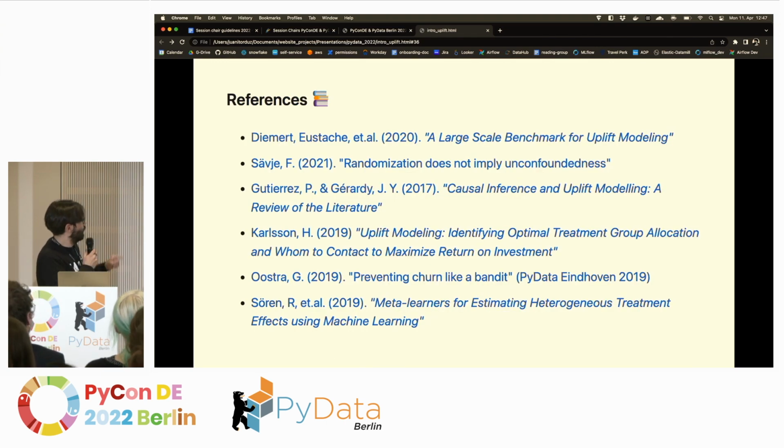Here are the references. I collected just the ones which were very useful for me. That doesn't mean it's exhaustive. I would still like to recommend the one by Gutierrez and Gerardi, which is about this kind of review. There's some specifics about the meta learners, but this one, "Randomization does not imply unconfoundedness", is something that I found last week, and I think it's a very interesting paper.